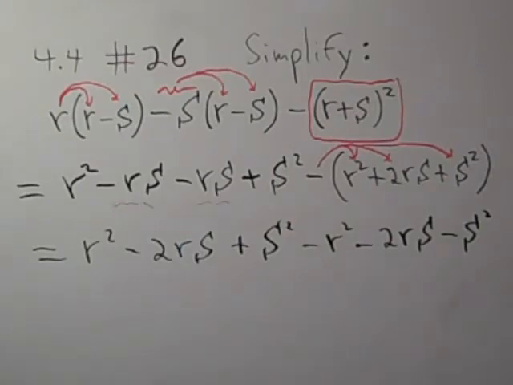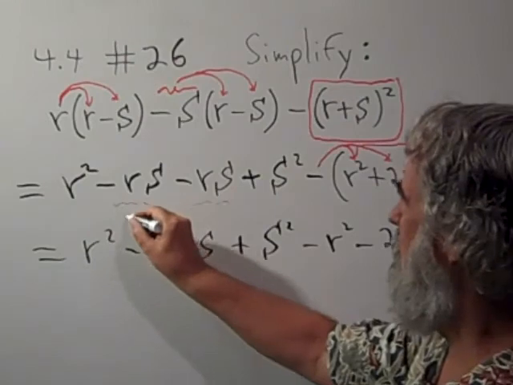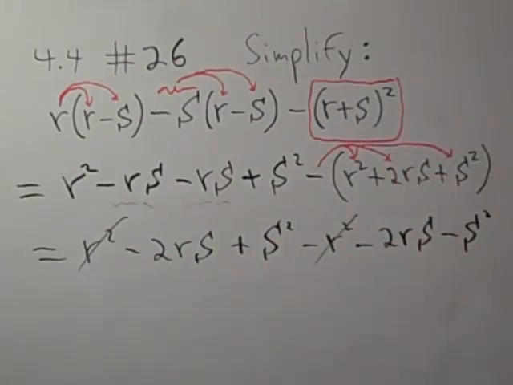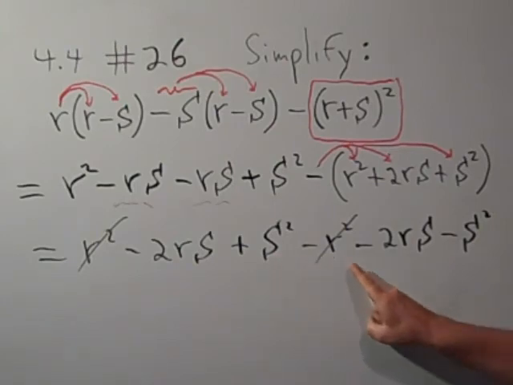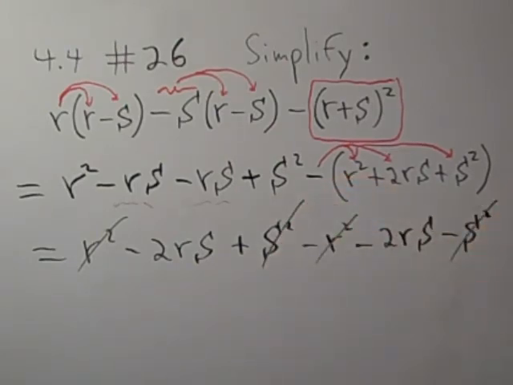Now we can combine like terms, and notice that many terms cancel out now. We've got an r squared here, and we've got a negative r squared here, so the r squared cancels out with a negative r squared. We've also got an s squared here, but a negative s squared here. Those add up to 0 also.